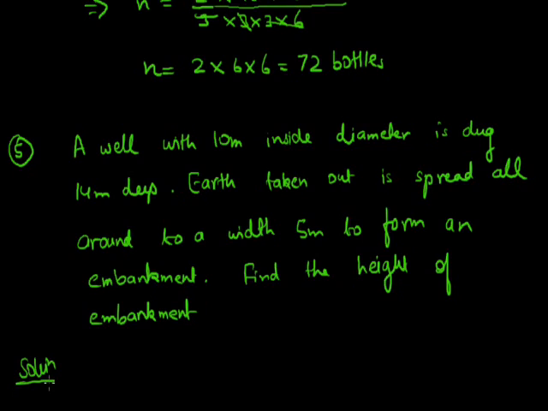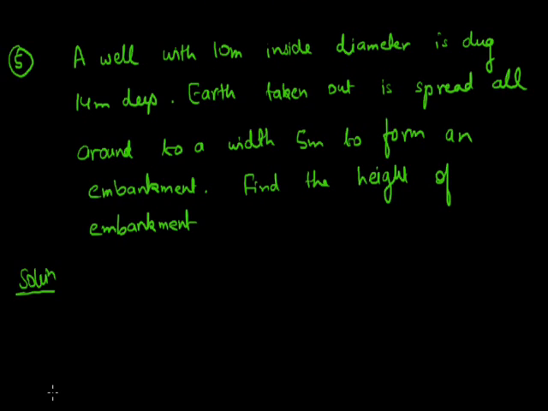So in the question it is given that the well is there, which is having the inside diameter that is 10-meter, and it's dug, that is, the height of that well will be 14-meter deep. So the earth that is taken out from the well, when we have dug this well, is spread around that well to form a wall or to form an embankment, and the width of the embankment is given as 5 meter. So we need to find out the height of the embankment.